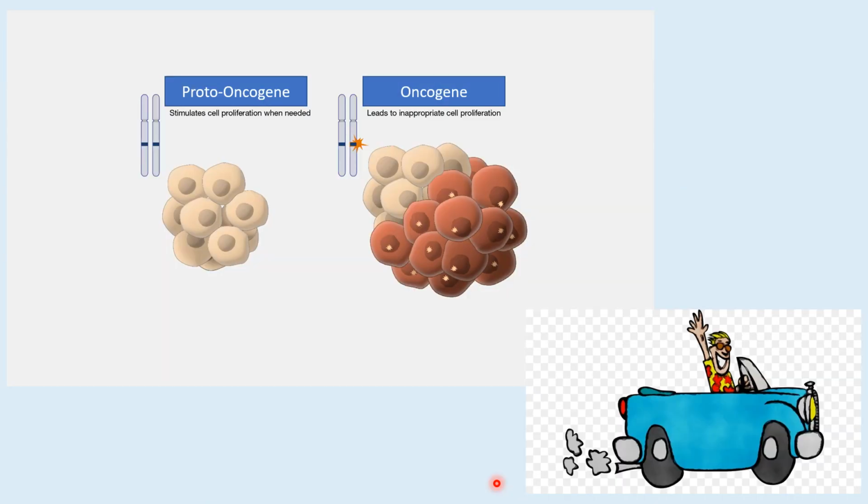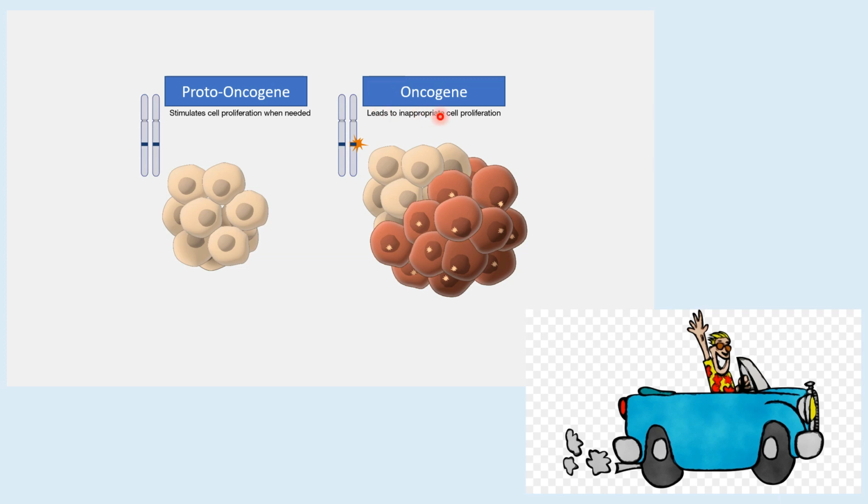Okay. So your proto-oncogene, we know that it codes for growth factors, right? It only makes growth factors when the body needs it. Now, when that proto-oncogene does not work properly, meaning that it undergoes mutation and is permanently on, it is constantly making growth factors. In other words, there's constant cell replication.